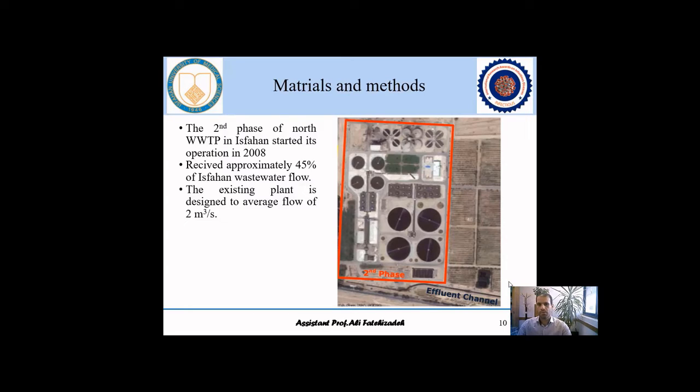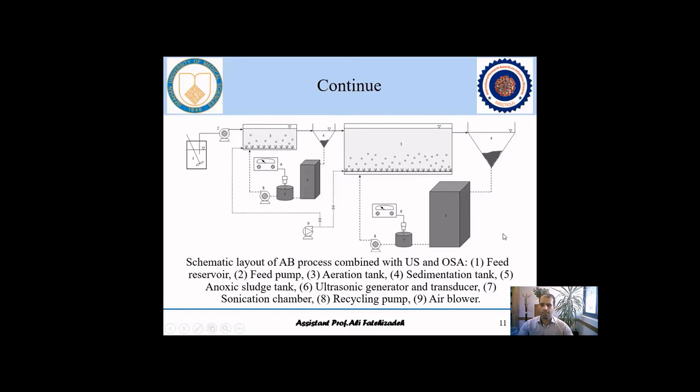The existing plant is designed for treatment of an average flow of 2 cubic meters per second. The AB process used in the North wastewater treatment plant of Isfahan is a traditional AB process without primary sedimentation. Here you can see a schematic layout of the AB process combined with US and OSA process. The AB process was made from stainless steel and operated at ambient temperature.